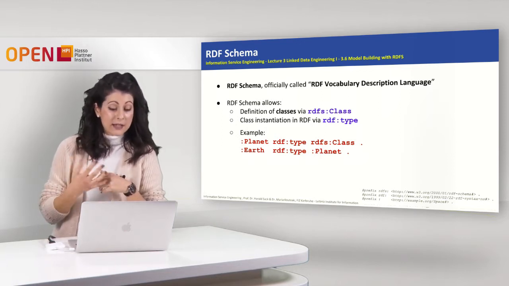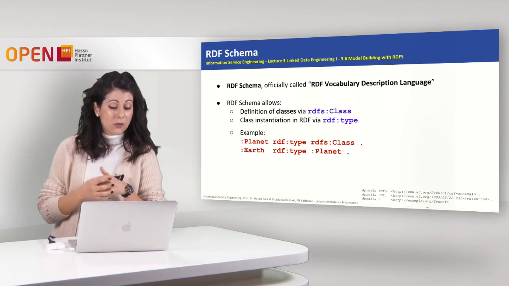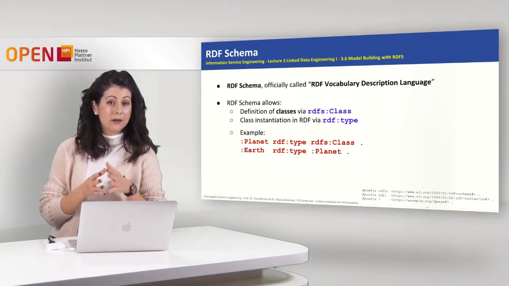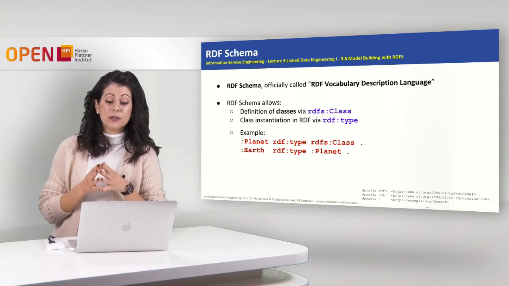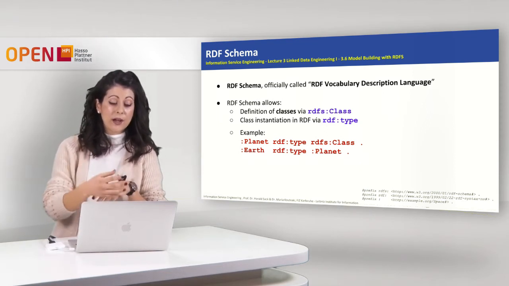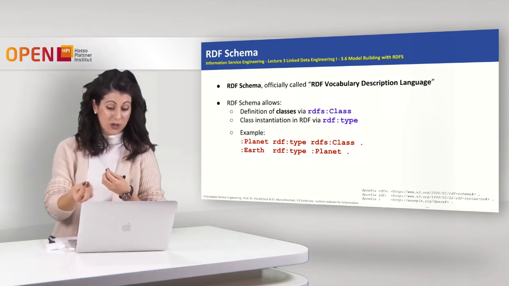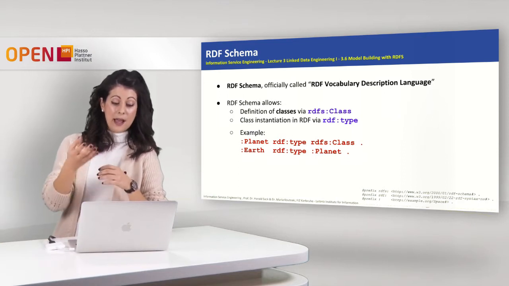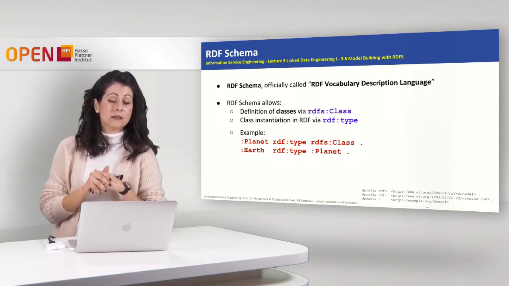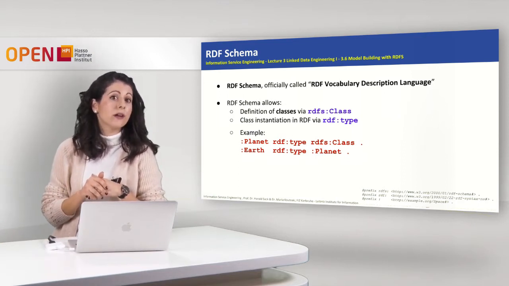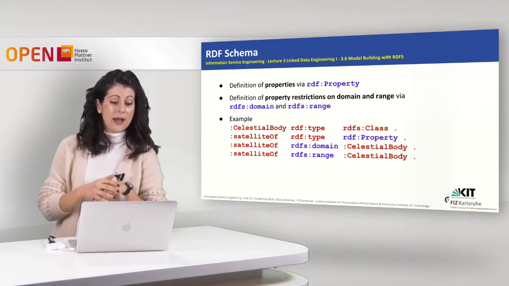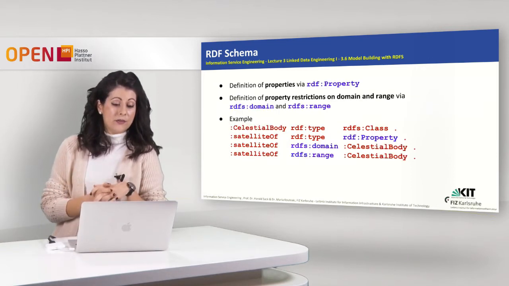And then to have an instance of this class, we do it in the following way. So Earth, another entity, is RDF type planet. So we have the planet, which is a class, as we defined it in our first triple, and then an instance of this class planet, which is called Earth. And let us see what else we can do in RDF schema or RDFS. So here we can define properties as well, via the RDF property.